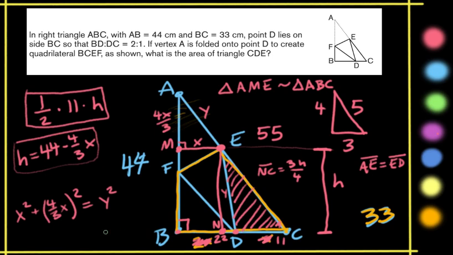So let's see. Height is 44 minus 4/3 x. We have y squared also being equal to 3/4 of the height minus 11, squared, plus the height squared.